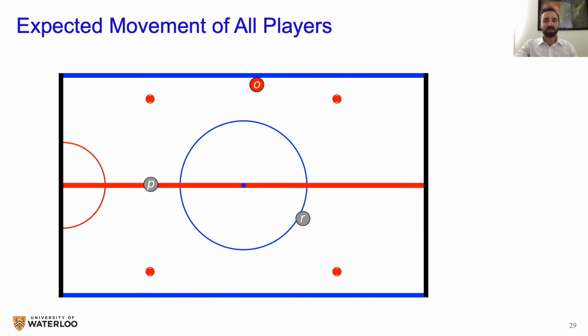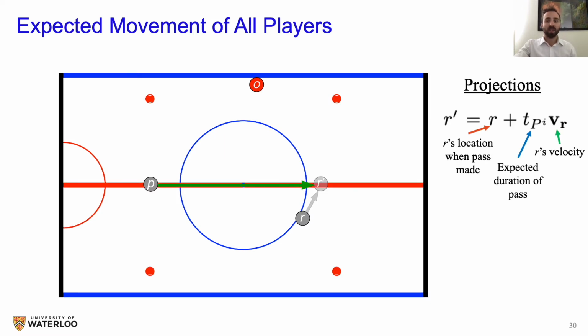Now consider this example. The previous model would associate this scenario with a huge passing lane regardless of how these players were moving. However, P is likely to pass where R is going to be, instead of where they currently are when they're making the pass. So we project R to where they would likely be using their location, the expected duration of this pass, and their current velocity.